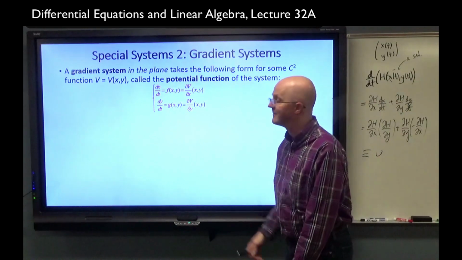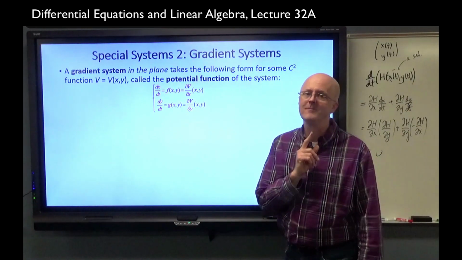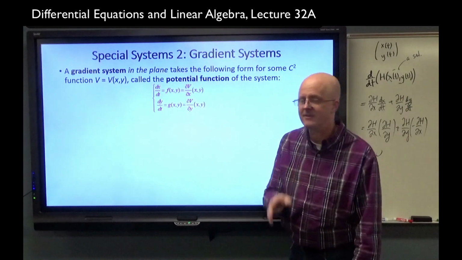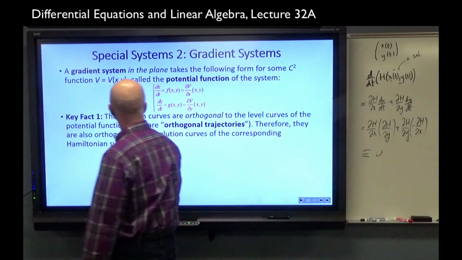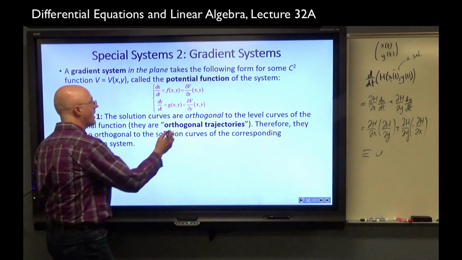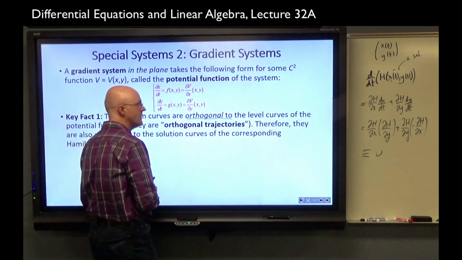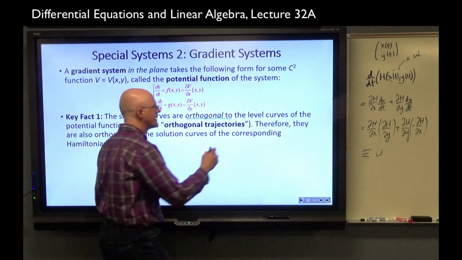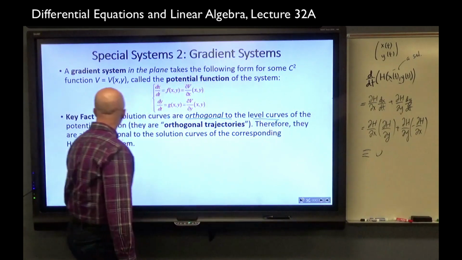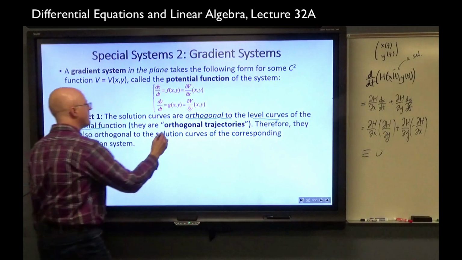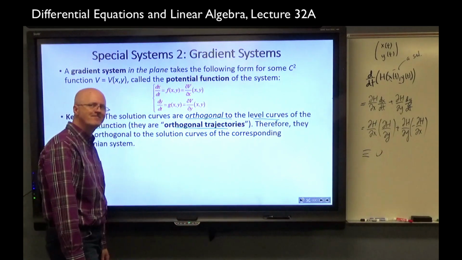No negative signs here. Although, truth be told, some people prefer putting negative signs in both spots, and I'll tell you why here in a few minutes. But we will not. Key fact number 1 about these: the solution curves for this system are orthogonal to, perpendicular to, there's that word orthogonal again, level curves of the potential function. You might call them orthogonal trajectories.